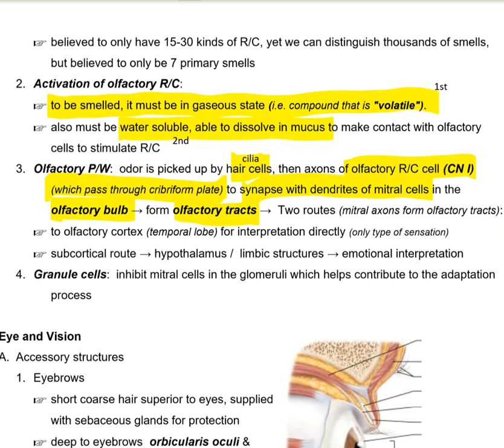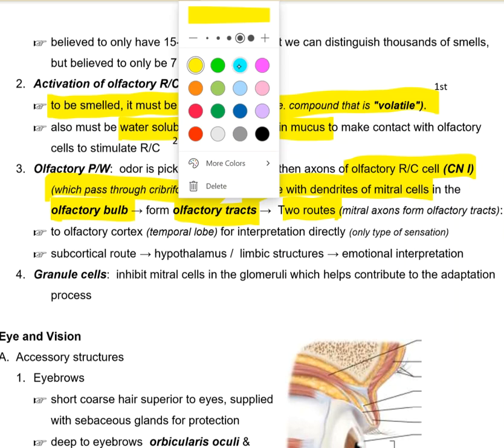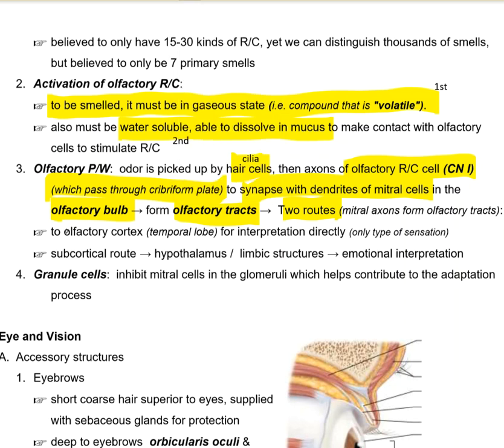And we will go to 2 different places. We go 2 routes. Okay, so one route, we'll put them in a different color. One route is to the temporal lobe for direct interpretation. And this just tells us what's the sensation that we're smelling. Is it a floral smell? Is it a putrid smell? Is it whatever?